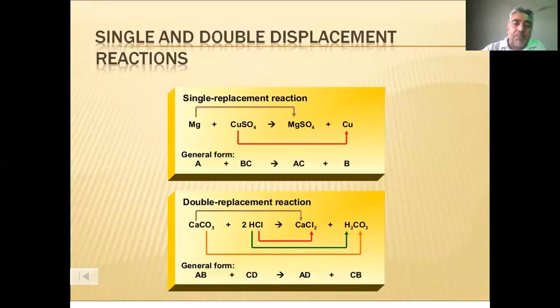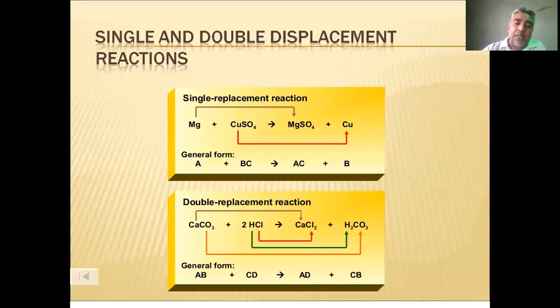Single and double displacement reactions are shown here. For example, if magnesium ribbon is put in copper sulfate solution, as you know, the color of the copper sulfate solution is blue. After some time, the blue color of the copper sulfate solution fades, and it forms magnesium sulfate and copper, because magnesium is more reactive than copper. Therefore, it displaces the copper and changes into magnesium sulfate.